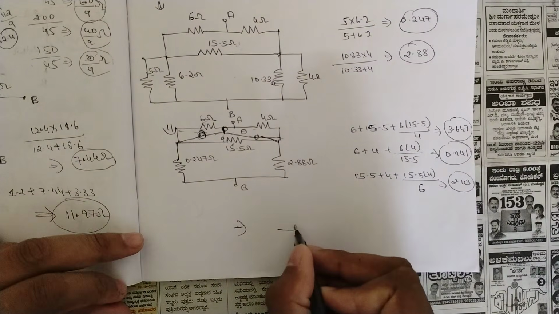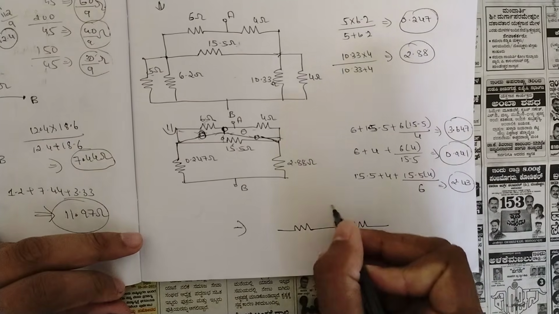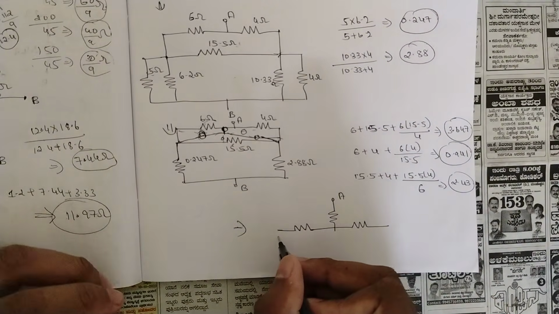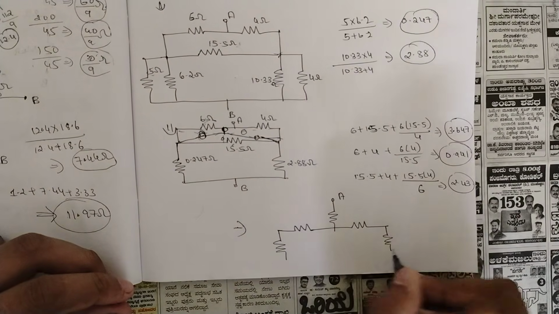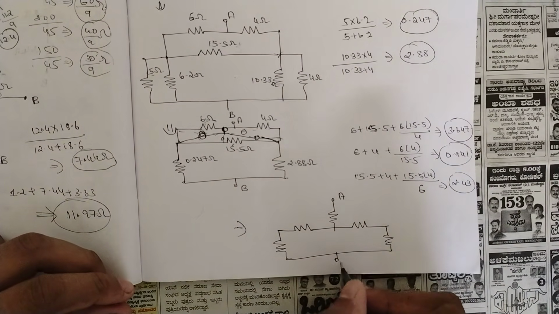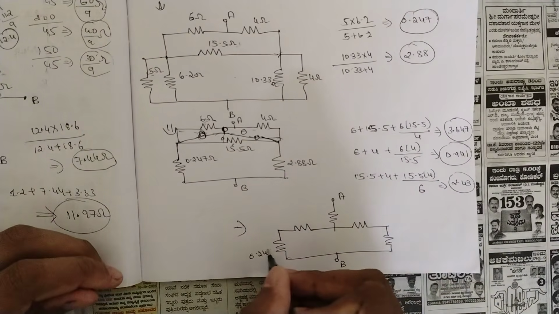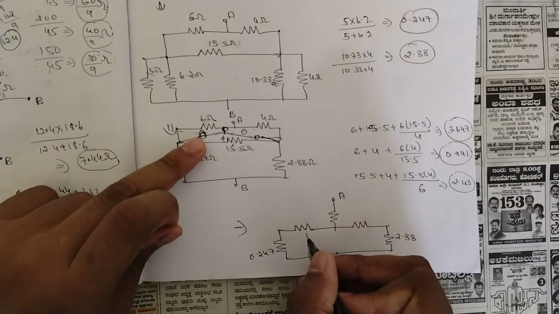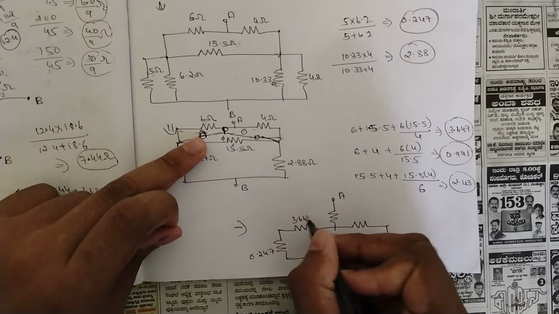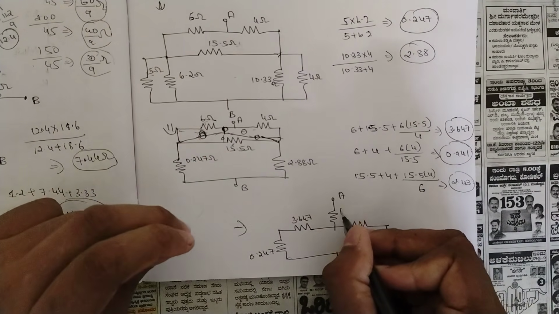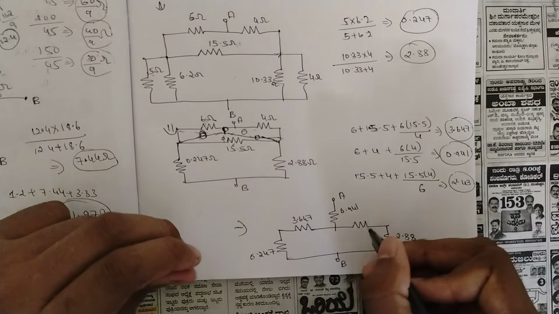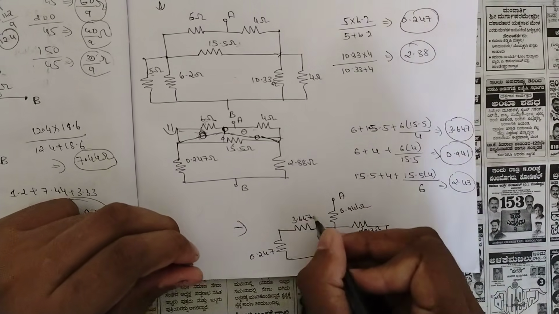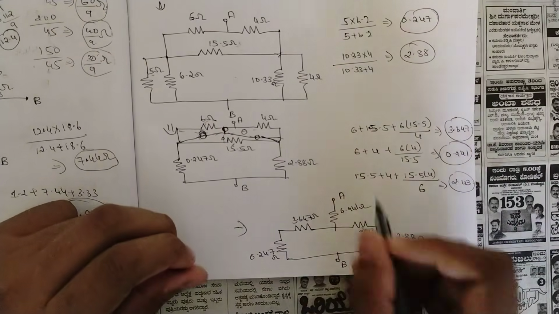That is, this is the required T connection. And the rest of the two values keep it as it is, 0.247, 2.88. So here we have 3.647. Here we have 0.941. Here we have 2.43. Okay. So this is the reduced circuit.